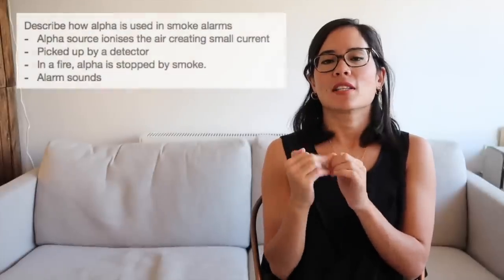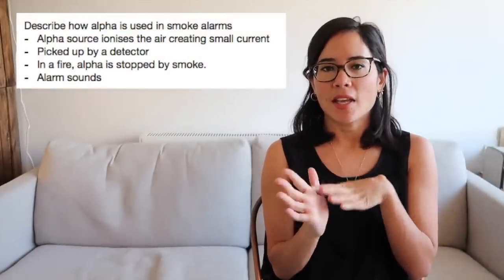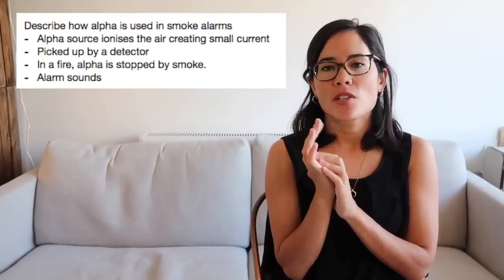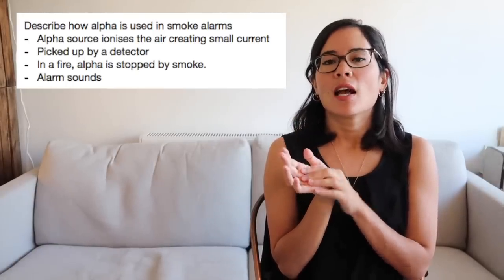Now, I've already told you that alpha's range in air is very limited. So the moment there's a fire, there's now smoke particles in the air, and they obstruct the alpha and they stop it reaching the detector. So the detector gets 0 reading, and therefore the alarm goes off.